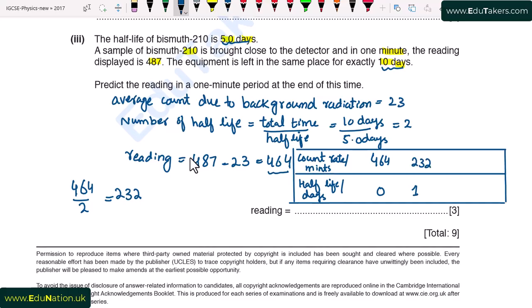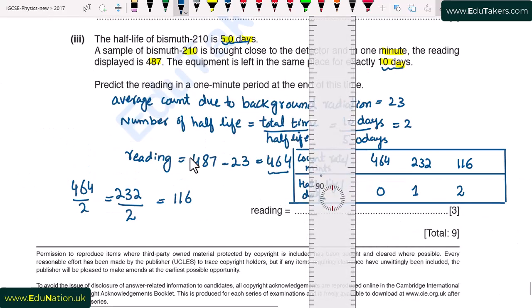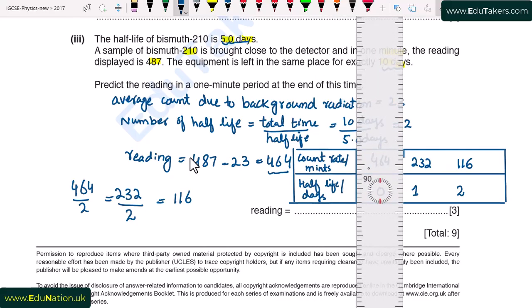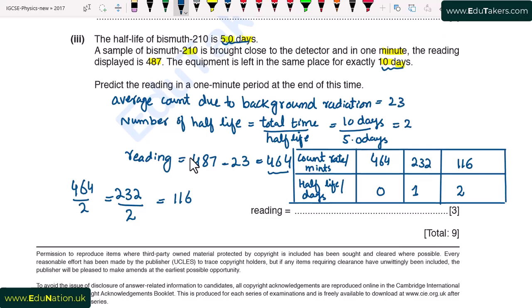And when the second half-life passes, half of this reading remains. So it will be 116. I write here second half-life passed and count rate will be 116. Also, I draw lines here. So it means that when 2 half-lives pass, reading will be 116. I write here 116 counts per minute.